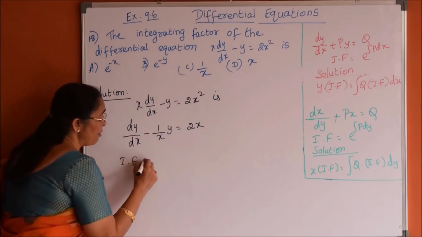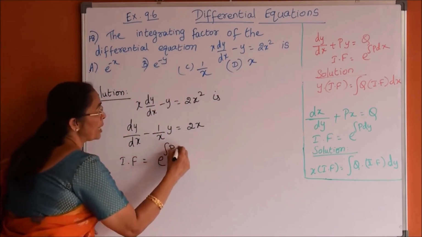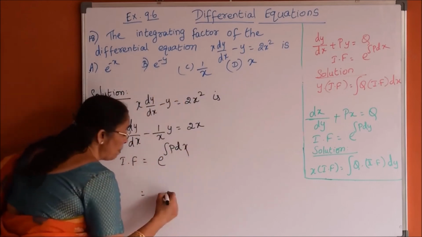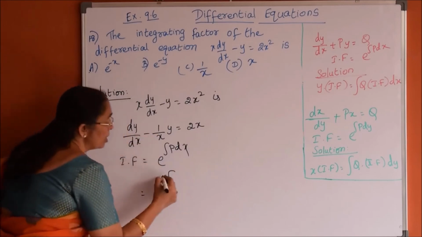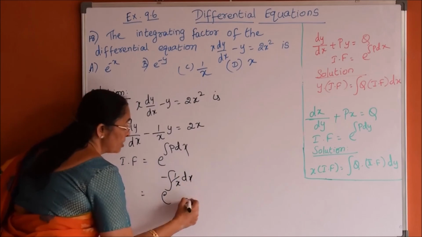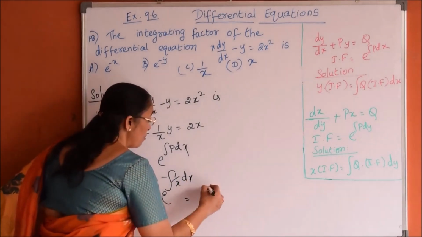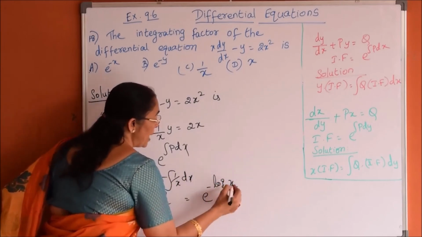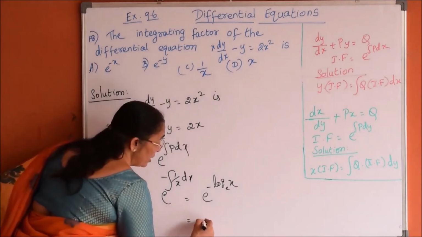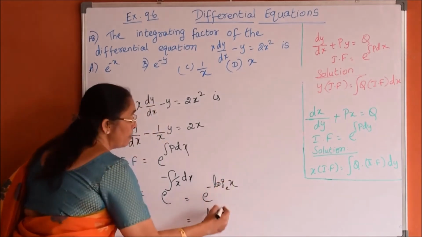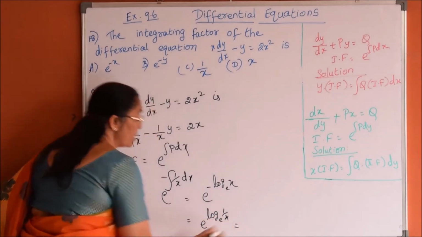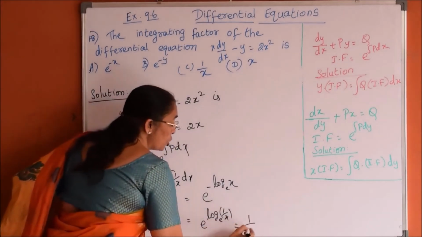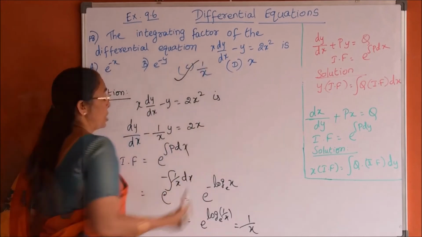Therefore, our integrating factor is e to the power of integration of p dx. So, the question is only finding the integrating factor. Which is e power integration of p function, which is minus 1 by x, dx, which is equal to e to the power of minus integration of dx by x, which is log x. Now, here the base is e. So, we can write this as e to the power of log x power minus 1, or log 1 by x, base e. Now, e power log of any function is the function itself. So, the answer is 1 by x, option C.